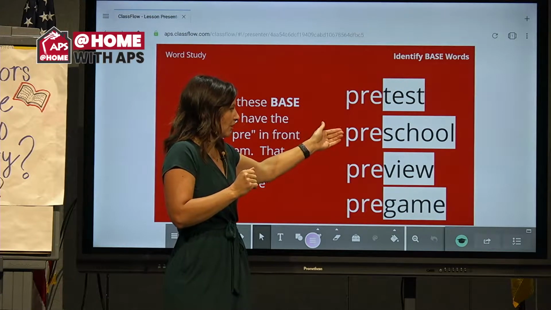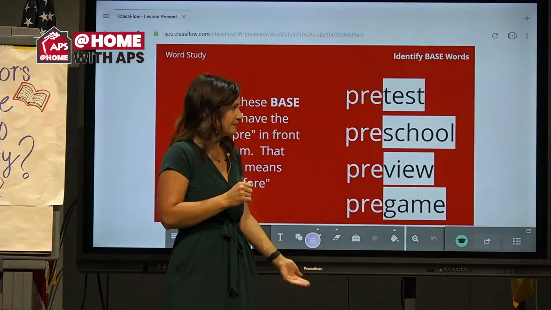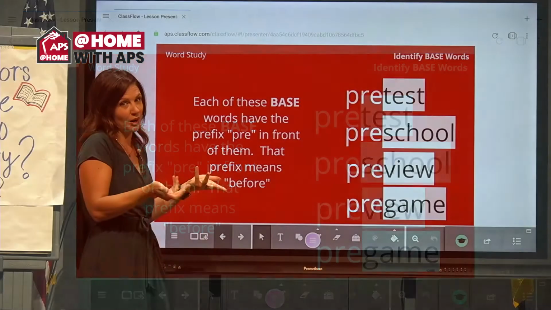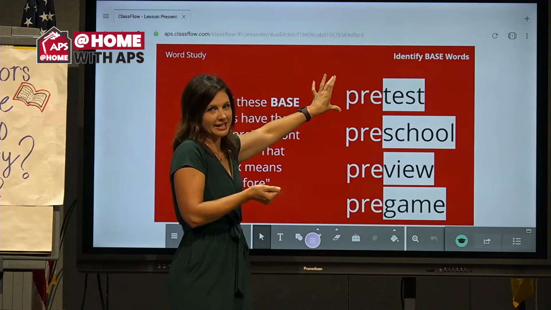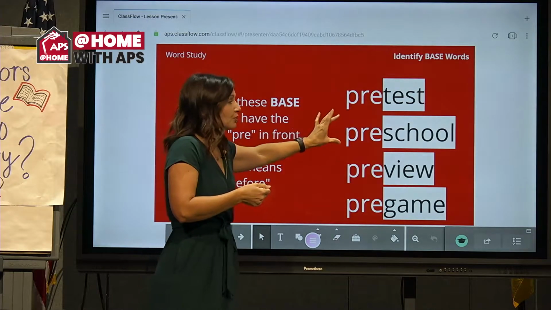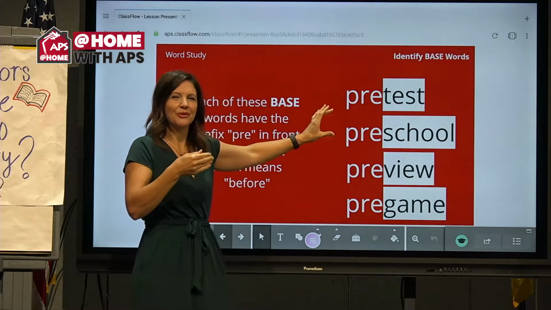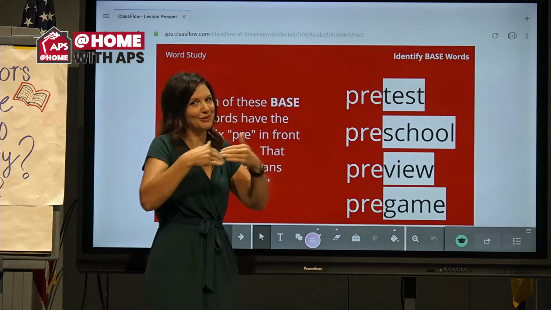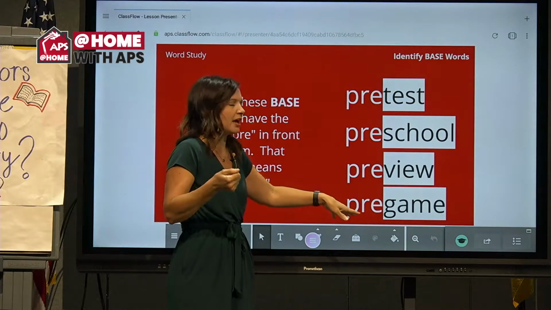Pre-test, preschool, preview, pre-game. Each of these base words have the prefix pre in front of them. That prefix means before. So I told you, pre changes the base word to mean before. So the word pretest means before the test. Preschool means before the school. Preview means before the view, and pregame means before the game.